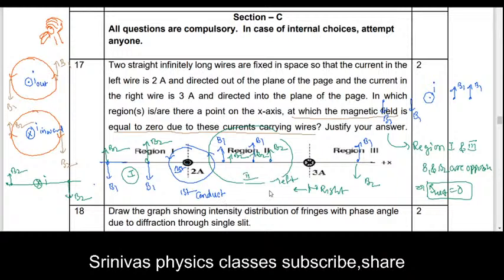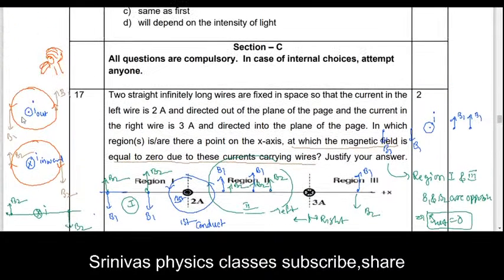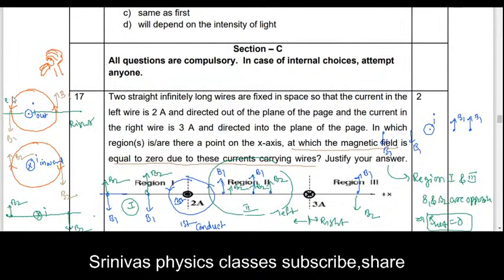How do we know the directions? Just simple, right? In case of a dot, the right side field is upward and the left side field is downward. For this first conductor, left side downward B1, right side upward B1. For the cross, right side downward B2, left side upward B2. Right? Understood, students?